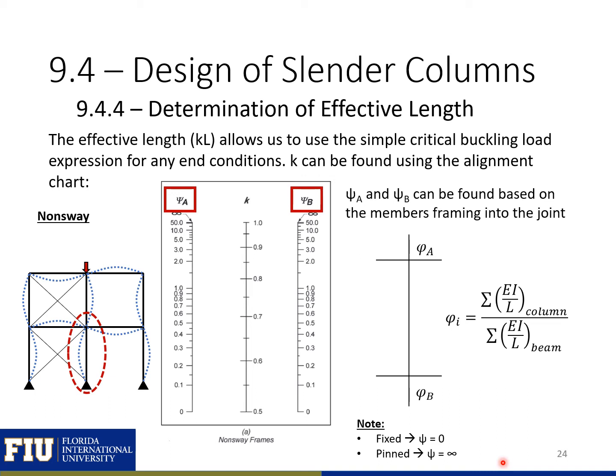So other end conditions can be found using the psi equation that we talked about and using the alignment chart with a straight line between the two end conditions to find our K.